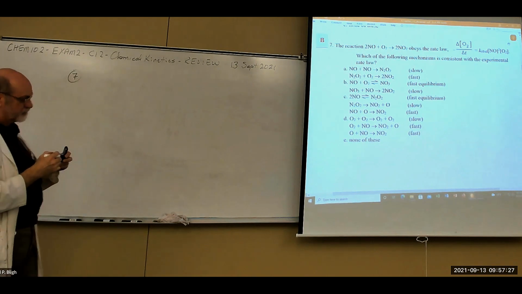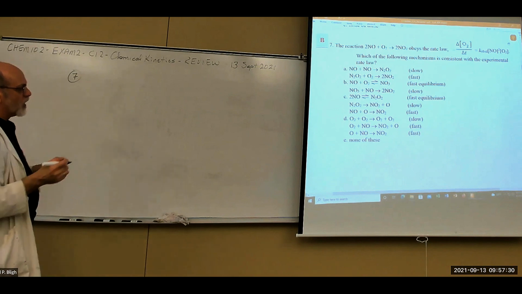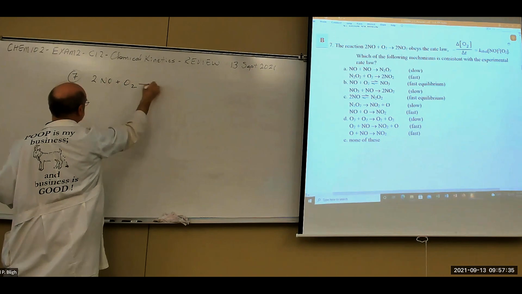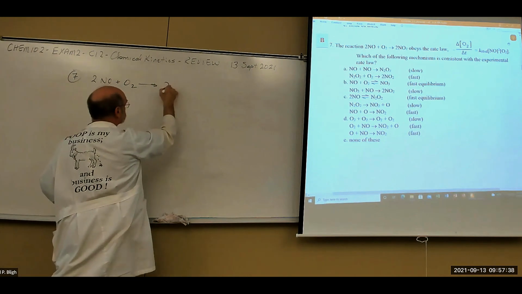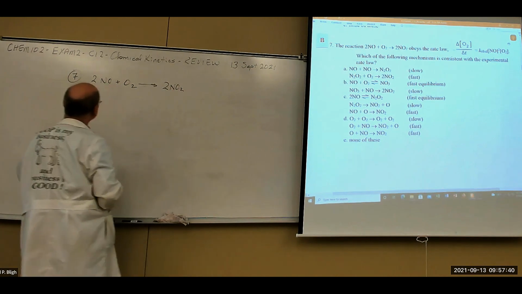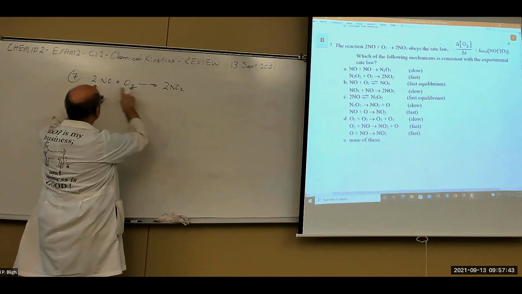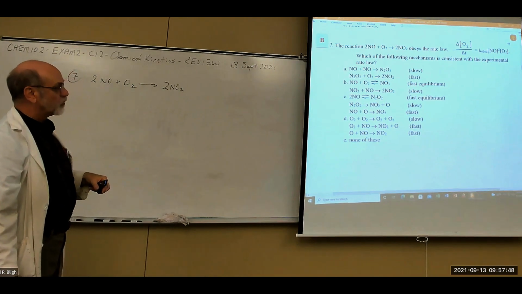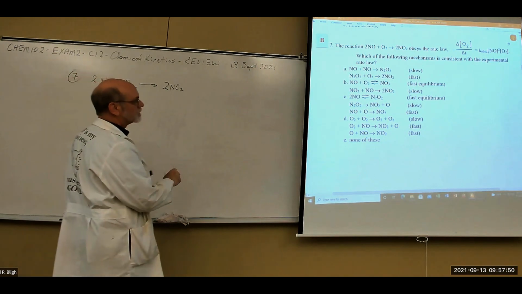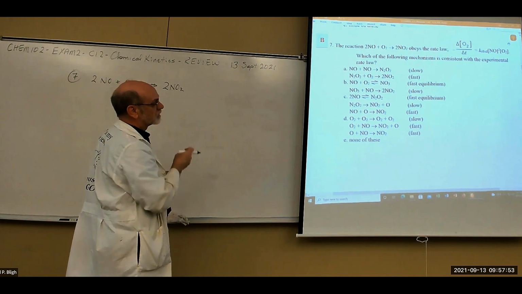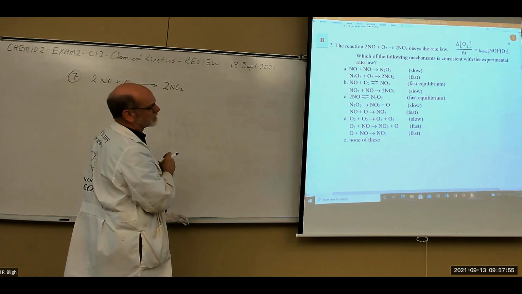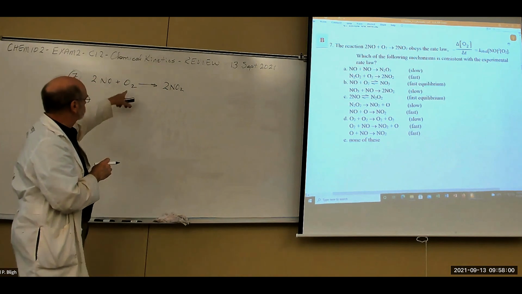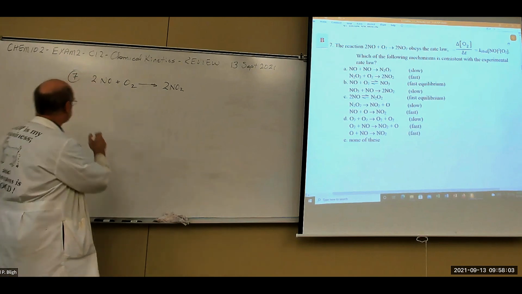So let's stump the band. The reaction 2NO plus O2 yields 2NO2. Is that right? 2 nitrogens. 2 plus 2 is 4. That's right. And it obeys the rate law. Change in O2. The rate, okay. We're referencing this in terms of the rate of disappearance of O2.